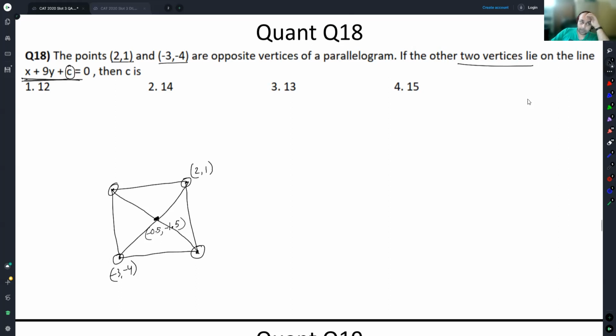So all we have to do is plug in the value of x, -0.5, and y, -1.5: -0.5 minus 13.5 plus c is equal to 0, or c is equal to 14. Option 2. Good enough?